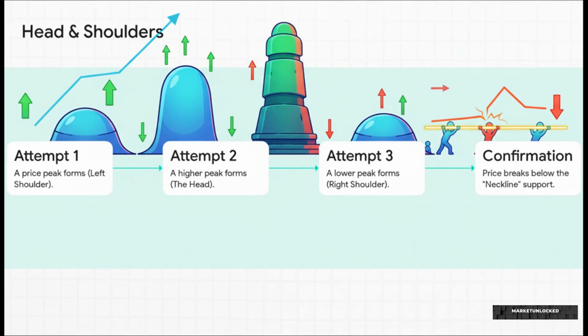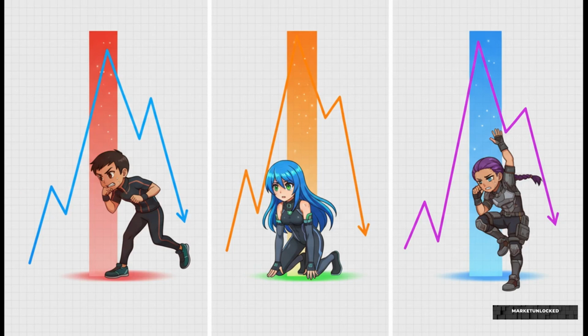A classic example of this is the head and shoulders pattern. It's basically the story of a rally that's running out of steam. You see the first attempt to break out, that's the left shoulder. Then a second, higher attempt, that's the head. But the third try is weaker, it's the right shoulder. And when the price finally gives up and breaks below that support level, the neckline, that's a huge signal that the trend might be reversing. So you see the theme here, right?